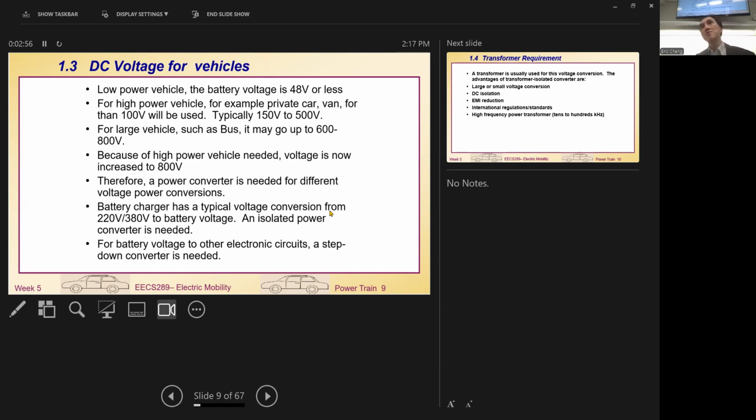For example, an electric wheelchair is still an electric vehicle. The voltage is only about 24 volt, maybe 12 volt. So that is also a low power vehicle using 48 volt or less. And then for high power ones, today it must be a few hundred volt, at least 150 to 500. Occasionally, we can see something maybe close to 1000, but most of them today will be a few hundred volt.